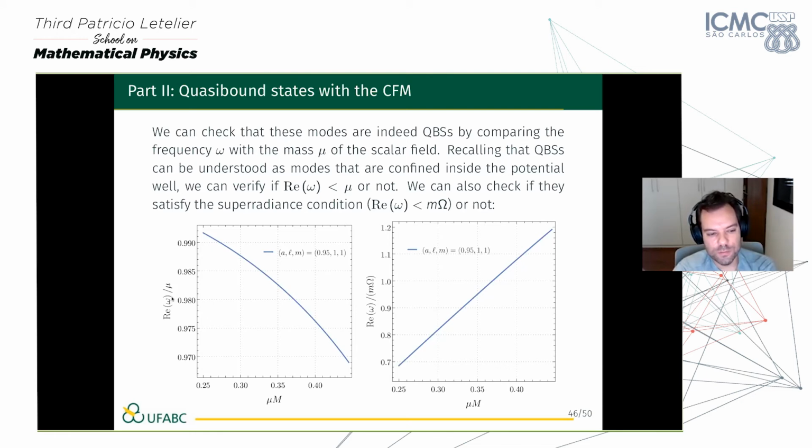For quasi-normal modes, you typically have this ratio much larger than 1. But for quasi-bound states, it's very close to 1, but smaller than 1. You can also compare the real frequency with this number here, m capital omega. Remember that when the frequency is real, this ratio tells you if you're satisfying the superradiance condition or not. If this ratio is smaller than 1, then you're inside the superradiant regime. And if it's bigger than 1, then you're outside the superradiant regime.